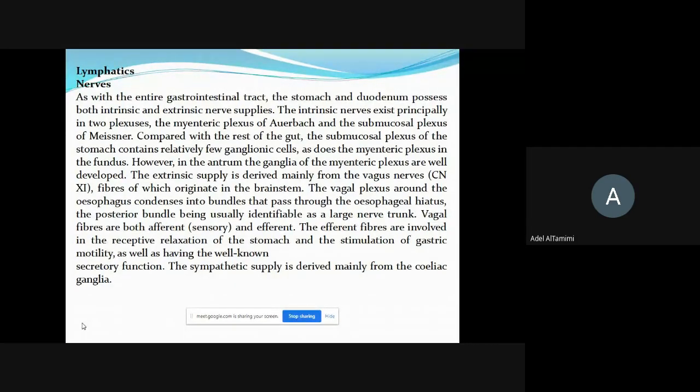The sympathetic supply is derived mainly from the celiac ganglia. As you know, the celiac ganglia, the para-aortic ganglia, are arranged on both sides of the vertebral column and supply the majority of the gastrointestinal tract, including the stomach, by these sympathetic nerves.